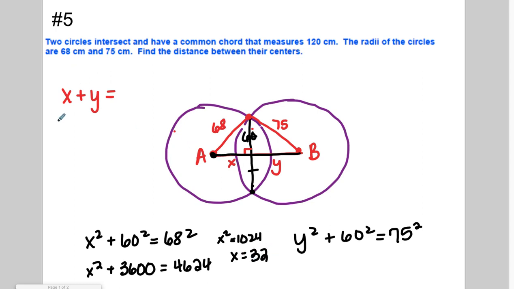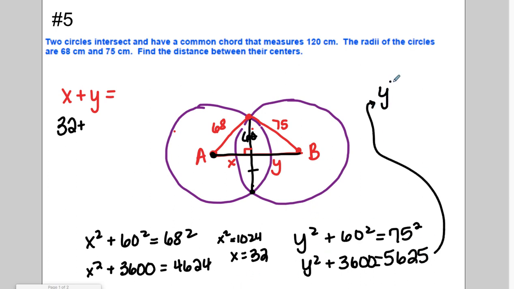So I've got part of it, so I need the other part. So I'm going to do again, y squared plus 3,600 equals, oops, I wrote 360, 75 squared, which is 5625. And this is just the arithmetic, so I know you guys can do this. Minus 3,600, which gave me 2025. Let me come up here so you can see it. Y squared equals 2025.